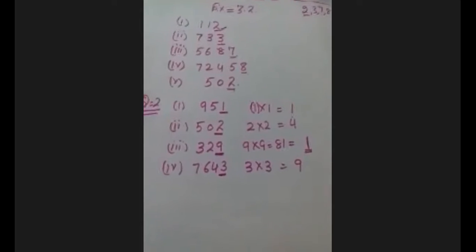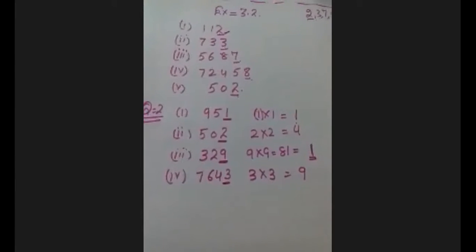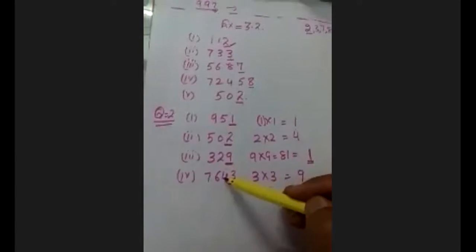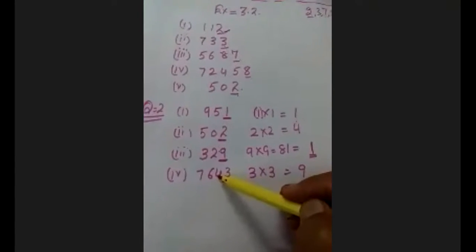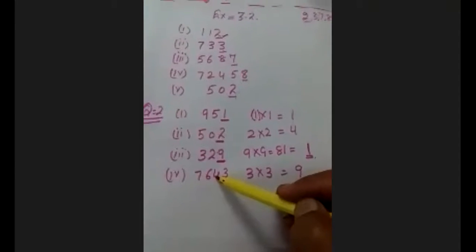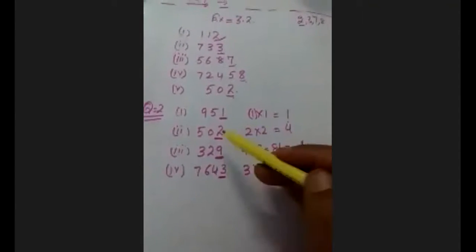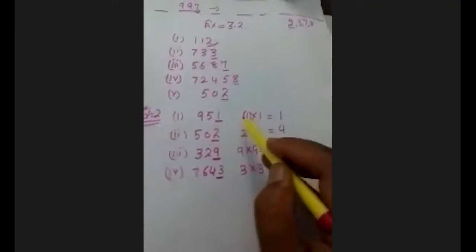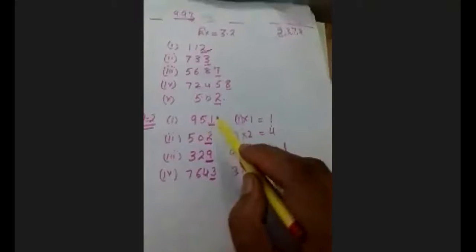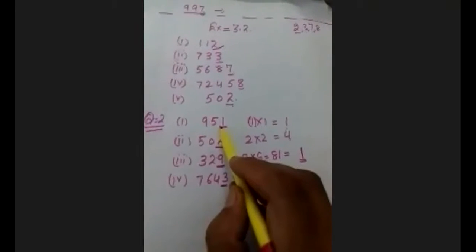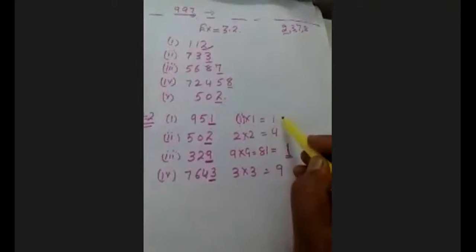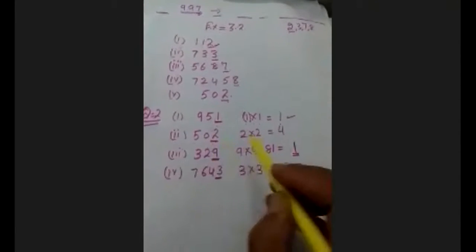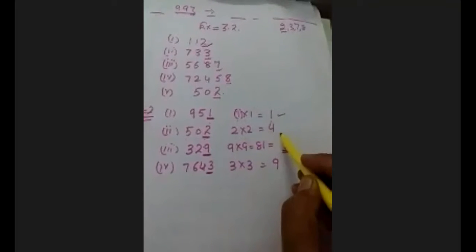Clear, students? In the second question, we have 10 parts. So here we discuss the first, second, third, and fourth parts. Now complete the fifth to 10th parts using the same method. Just note down the number at unit place, then multiply it by itself. First number at unit place is 1. 1 multiply 1, your answer is 1. Second number is 502. Number at unit place is 2. 2 multiplied by 2 is 4.